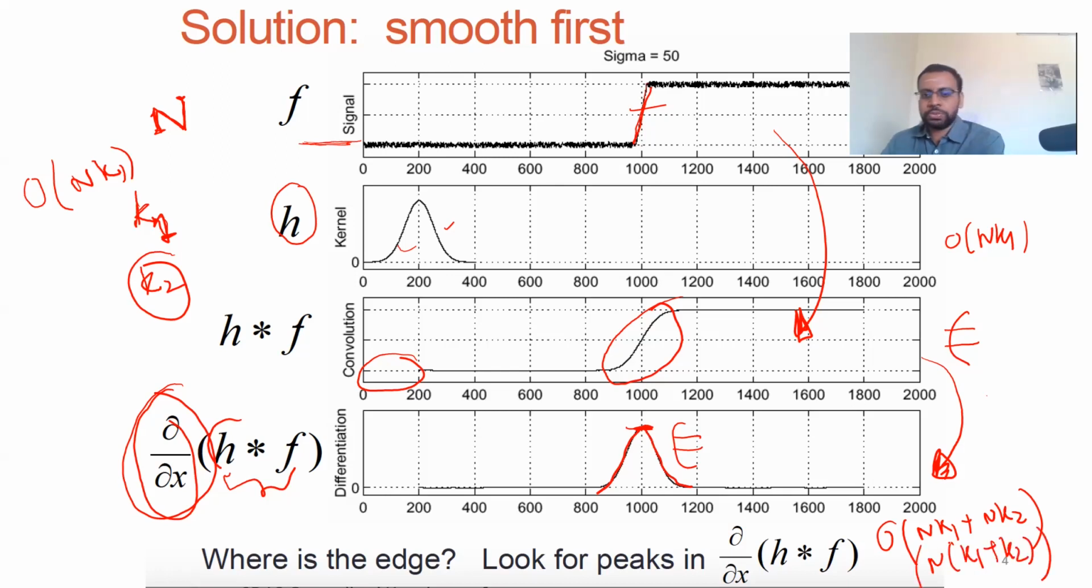Suppose I have a 1,000 by 1,000 image. I'm just talking about one dimension here. So 1,000 times (k1 plus k2). Now what I'm doing here is f convolved with h, and the result I am convolving with a derivative. Or I could call this h1 convolved with h2.